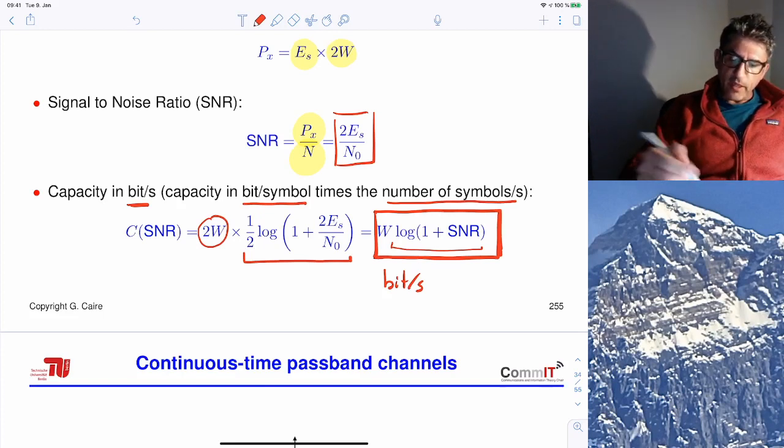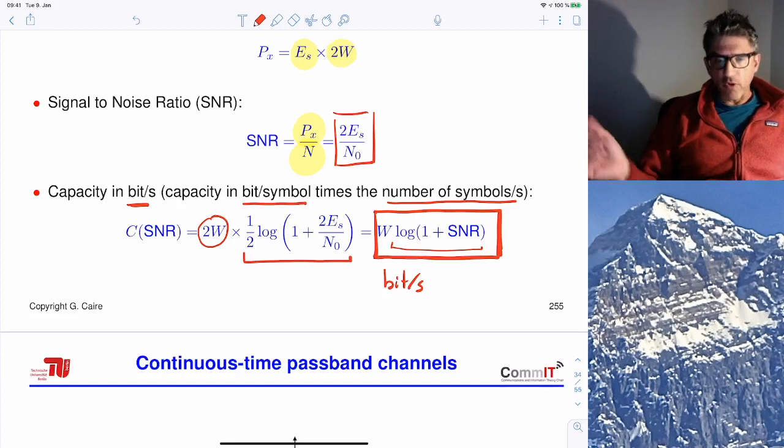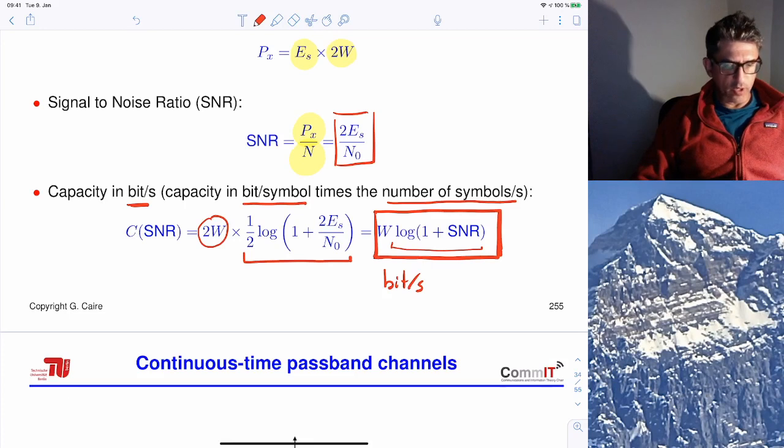So you need a little bit of SNR. And of course, a very good communication system that in fact approaches this limit. It's not easy. There's a lot of coding, a lot of very cool signal processing to approach this limit.